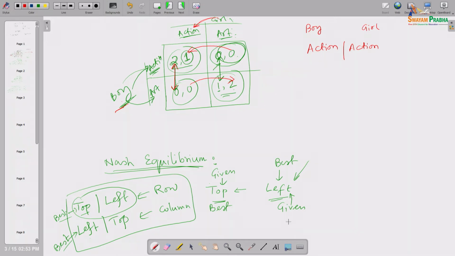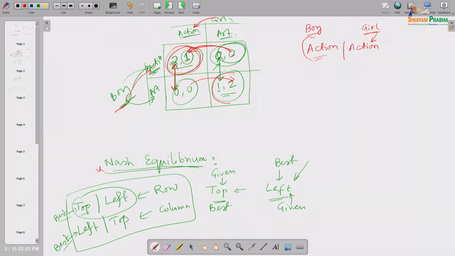Now the girl's point of view. If the girl knows that the boy is going for the action movie, what will she decide? She compares these two numbers, 1 and 0, and with 1 she gets more than 0. So given action for the boy, action is the best for the girl as well. So action satisfies both clauses of the Nash equilibrium, and definitely action is a Nash equilibrium here.